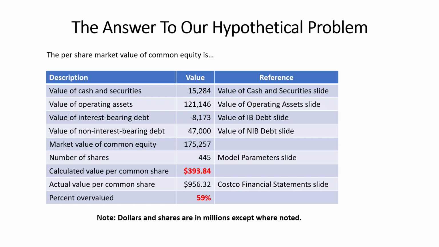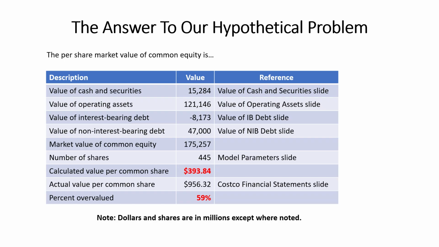The value of interest-bearing debt is 881.73, and that's a subtraction because we have to make coupon payments on that debt. The value of non-interest-bearing debt is 47,000, and that's an addition because not only do we not have to pay any interest on that debt, it grows and grows and grows over time.